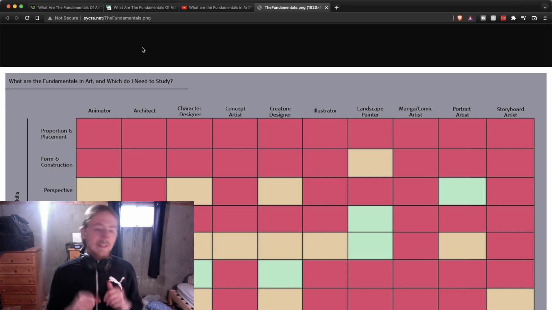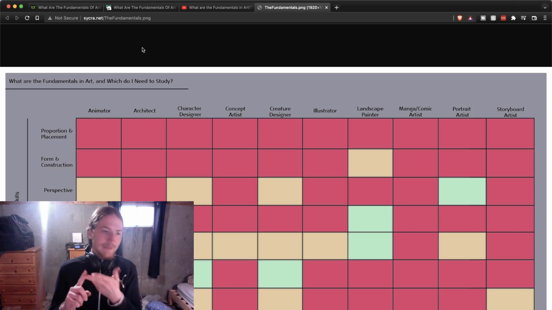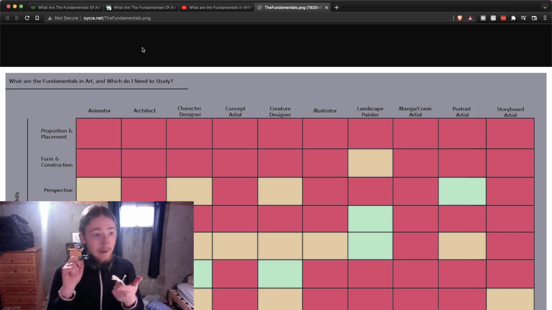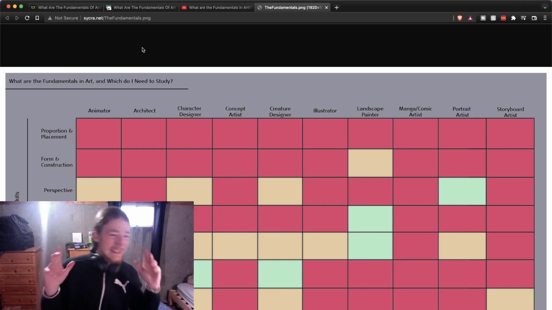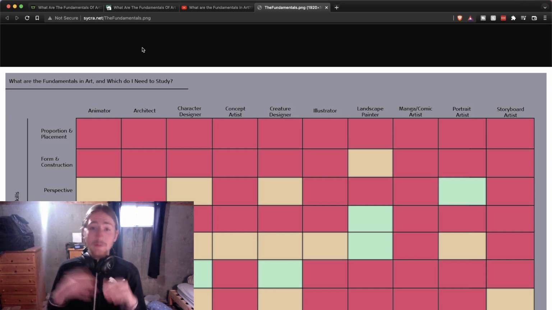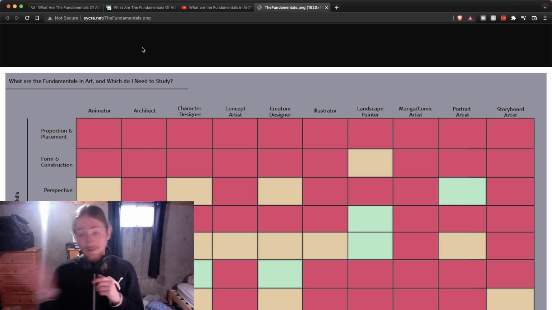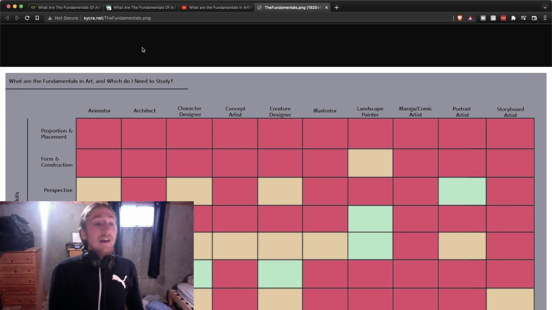And then there's color, and these are just the fundamentals that I'm going to be learning. So I'm going to be practicing form, perspective, composition, value, anatomy, proportion, and color. Those are the 7 fundamentals I'm going to be repeatedly practicing and going over and over with you guys.